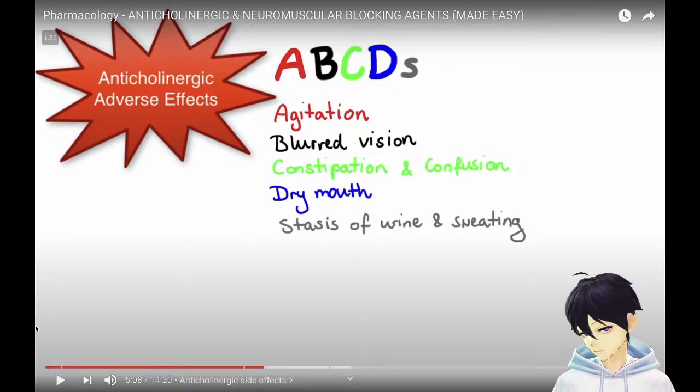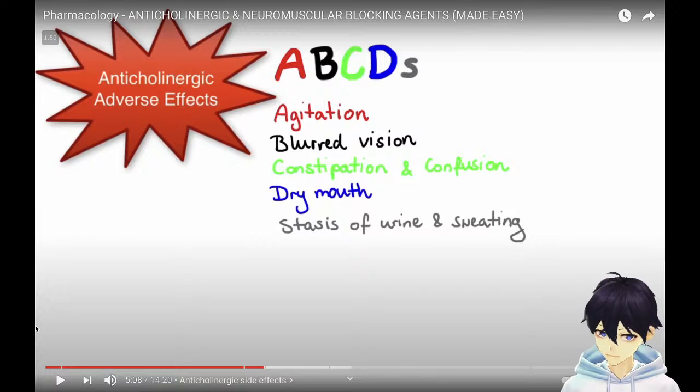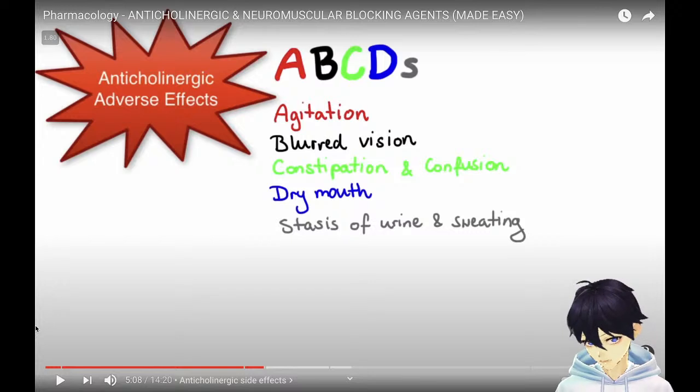Okay, remember ABCDs. A stands for agitation, B stands for blurry vision, C stands for what? Constipation, D stands for dry mouth, and S stands for stasis of urine and sweating. Okay, let me see what I missed. Agitation, blurred vision, constipation, and confusion. So C has 2 components to it. Constipation, confusion. D for dry mouth. S for stasis of urine and sweating.